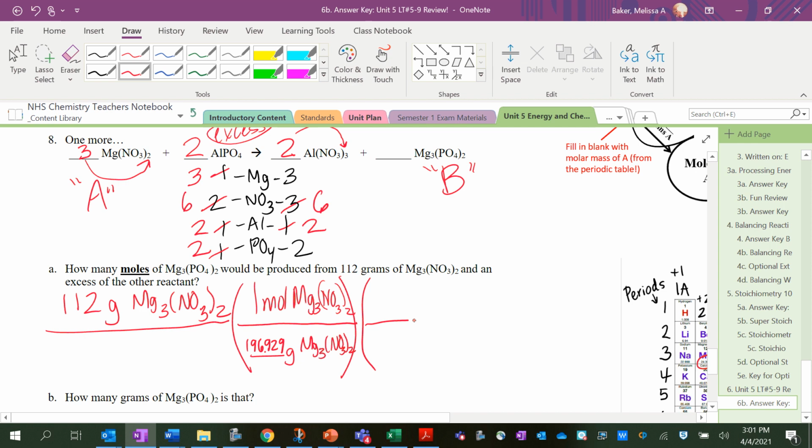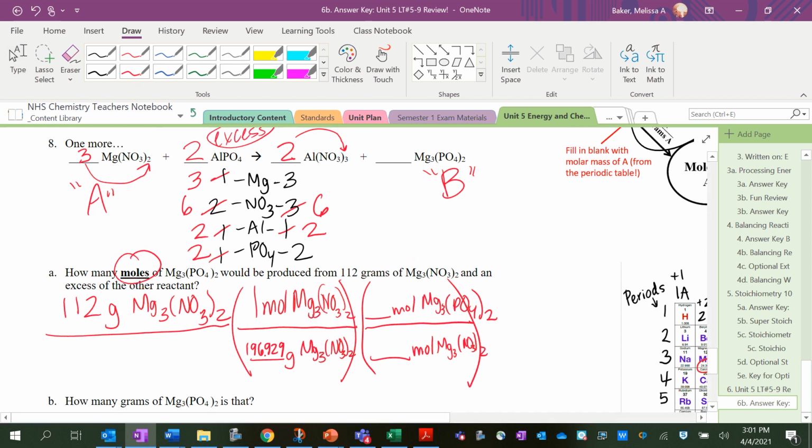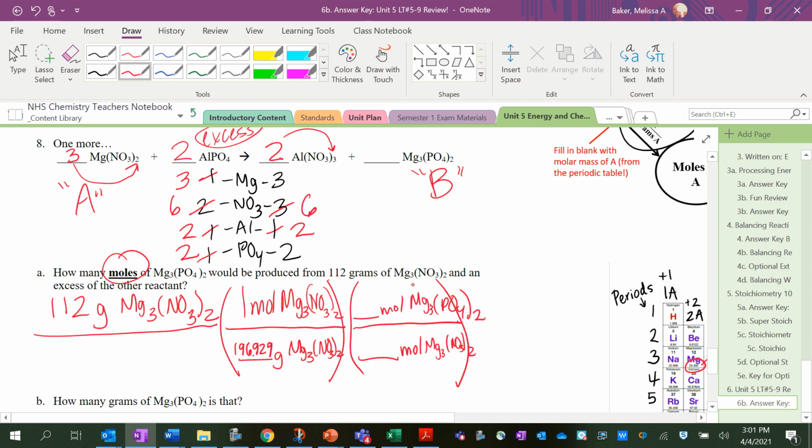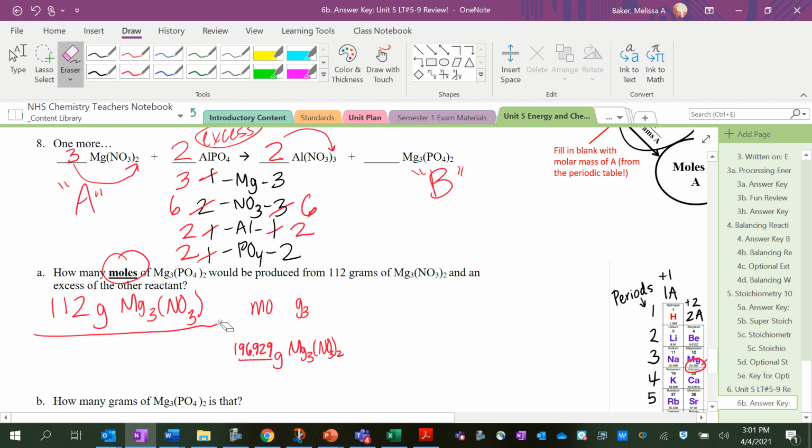Now there's some good news. We only have one more step because this asks us to stop at moles. So, okay, now we've got to convert moles of Mg3NO32 into moles of Mg3PO42. I just realized that this equation is written wrong here. Interesting. So we need to go back. Go back. I was like, there's something wrong with this.